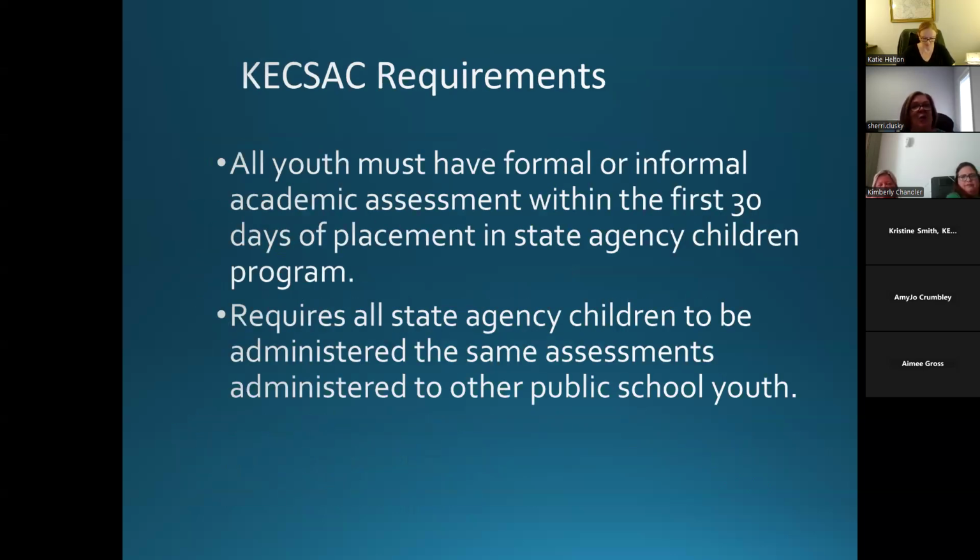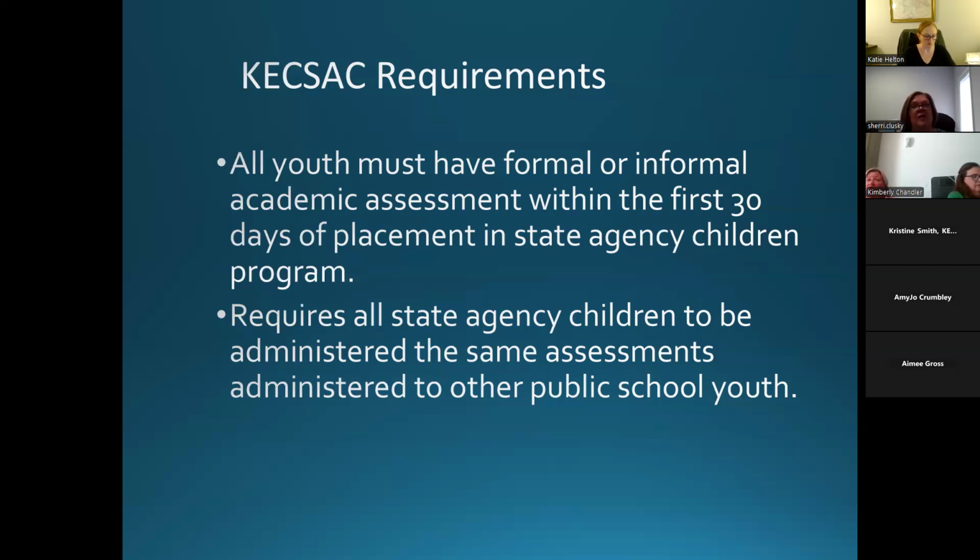All youth must have a formal or informal academic assessment within the first 30 days of placement. The reason being, we want to see where the student is at when they come into our programs. And I know some of our programs are very short term and some requirements are a little harder to meet than others. But this is good information for us to have and for you to have. Where is the student at when they come into the program, and where is the student at when they leave our program is the reason for the assessment.